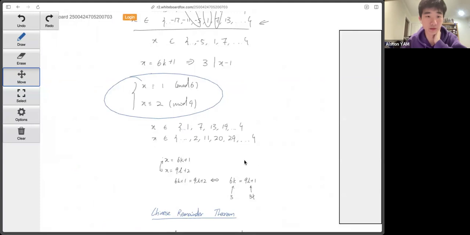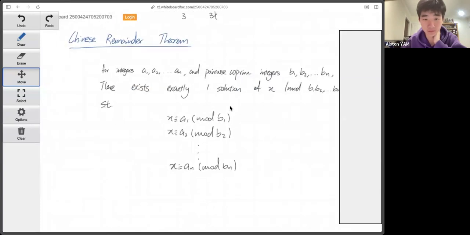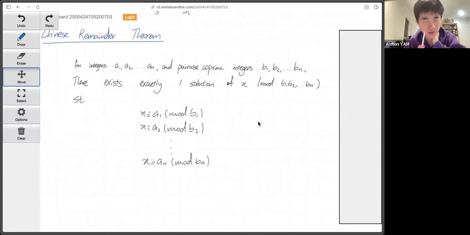So we must be able to prove the theorem, right? And to prove the theorem, there are actually two parts. If you notice how it says exactly one solution of x, that actually means we have to prove there exists at least one solution of x, and then we also have to prove there exists only one solution of x. So those are the two parts of the theorem that we need to prove. We can go and do that now, right?